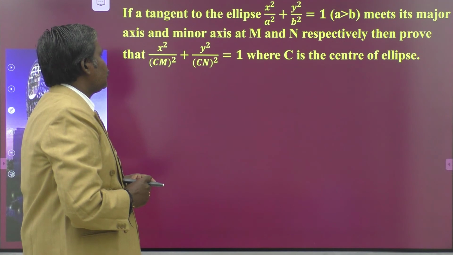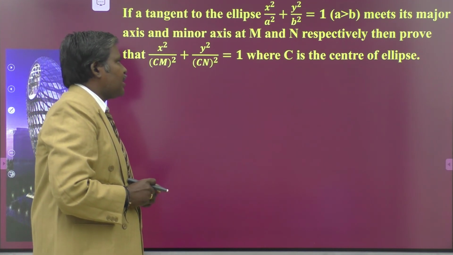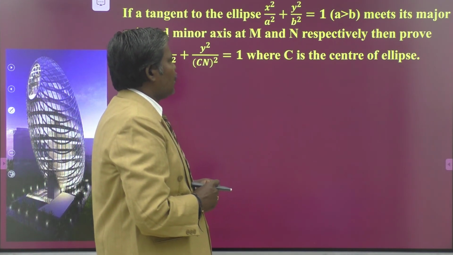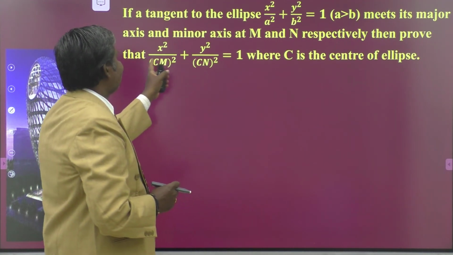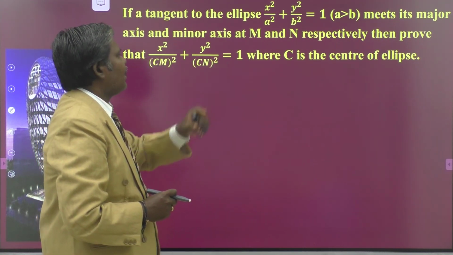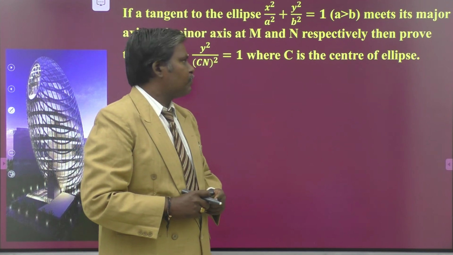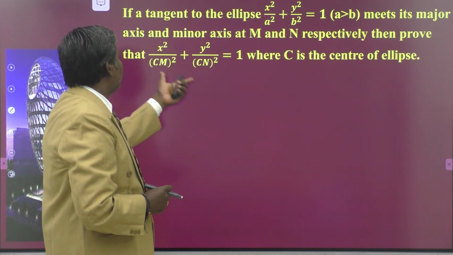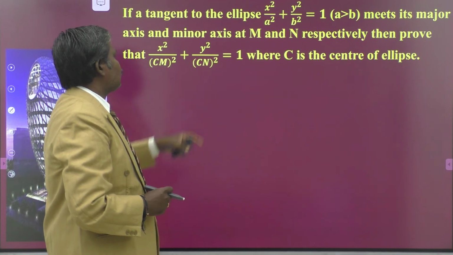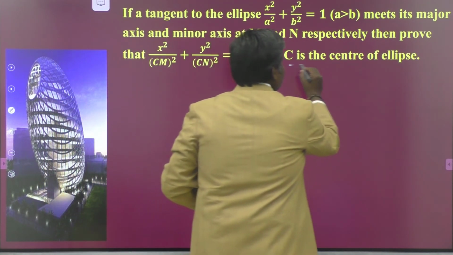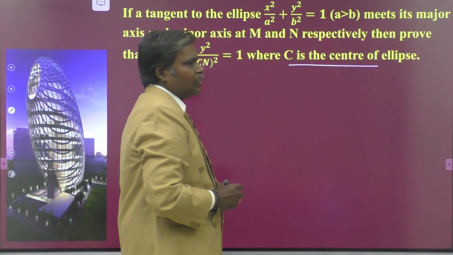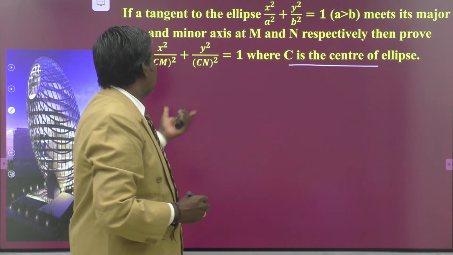If a tangent to the ellipse x²/a² + y²/b² = 1, a > b, meets its major axis and minor axis at M and N respectively, this is the question. Then you have to prove that a²/CM² + b²/CN² = 1, where C is the center of the ellipse. It is also a very simple question.